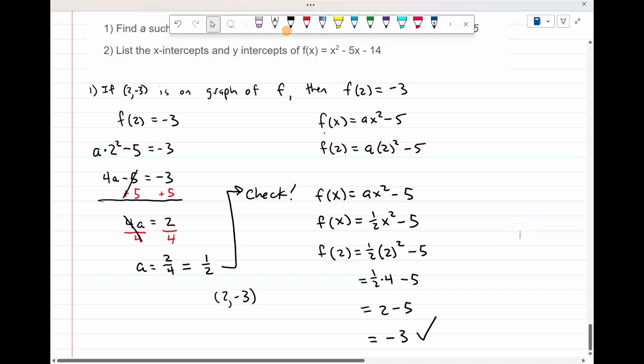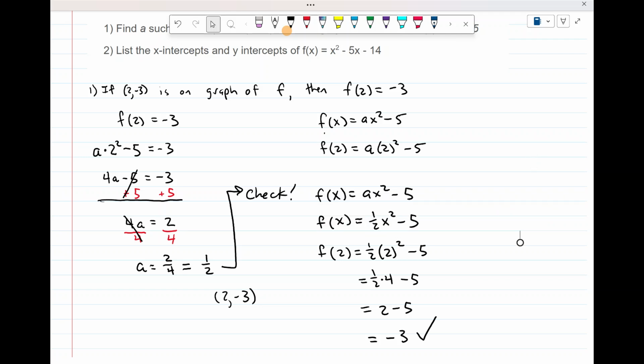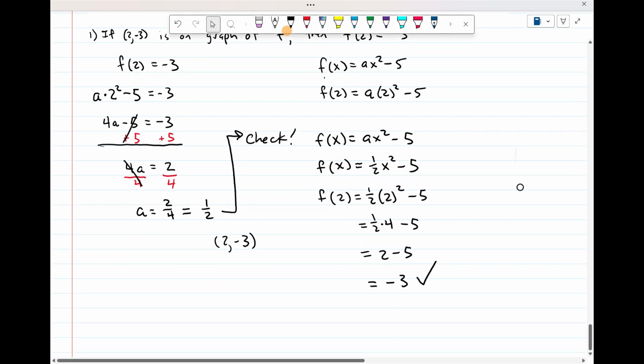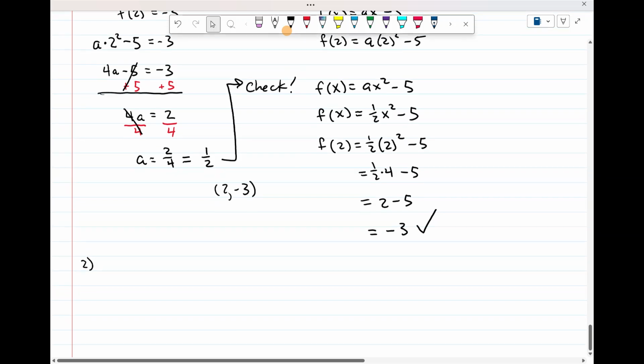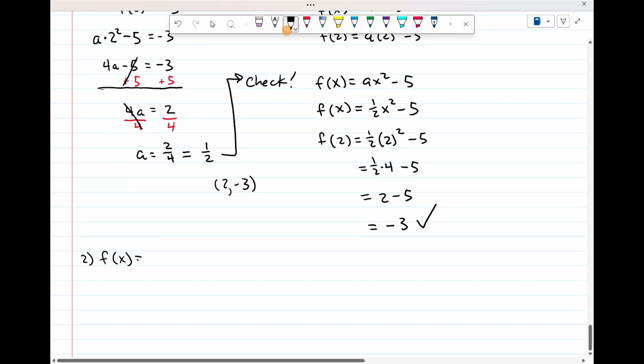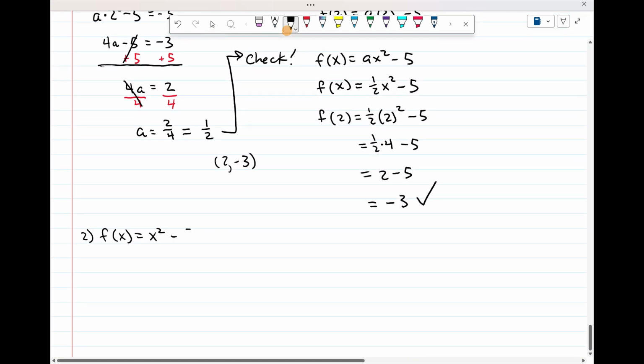Next, we're going to do number 2, which is we're going to list the x and y intercepts of x squared minus 5x minus 14. Let's start with the x. We'll actually start with the y-intercept because it's a little bit easier. I'm going to rewrite the function. So the function we're looking at is f of x equals x squared minus 5x minus 14, if I'm not mistaken.